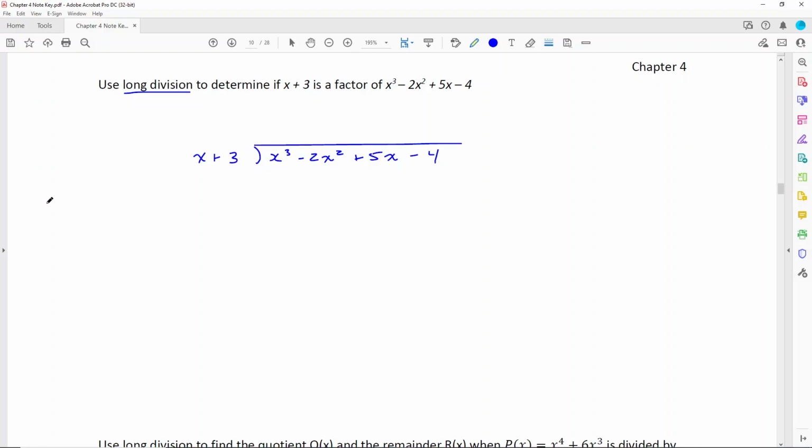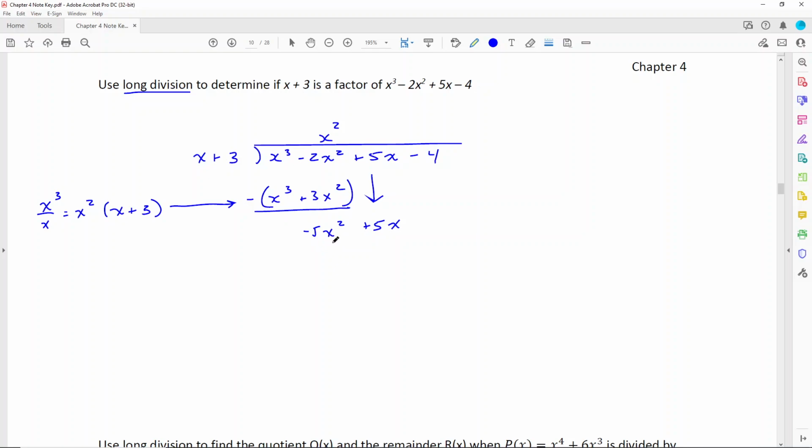So I'm going to take the x cubed and I'm going to divide it by the x to get x squared. That's the first term in my quotient. Then I'm going to take that x squared and I'm going to multiply it by x plus 3. That gives me x cubed plus 3x squared. So divided, multiplied, and now I'm going to subtract. X cubed minus x cubed is gone. Negative 2x squared take away 3x squared is negative 5x squared. Pull down, plus 5x.